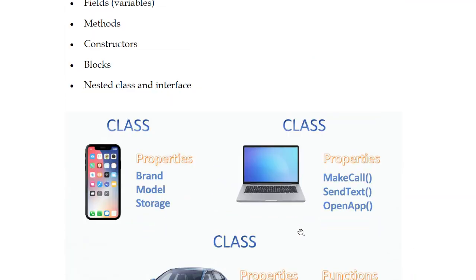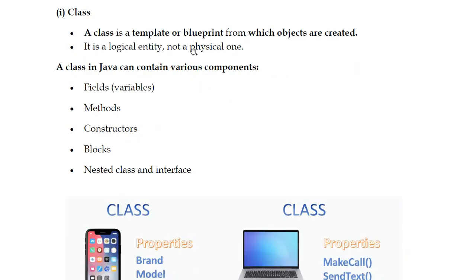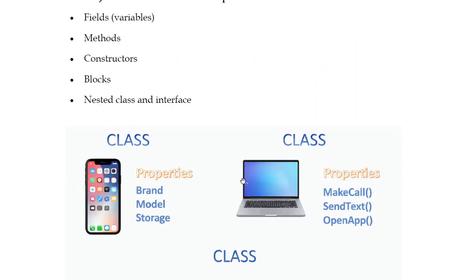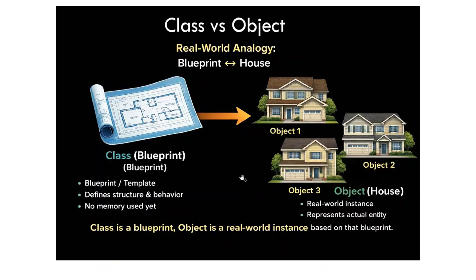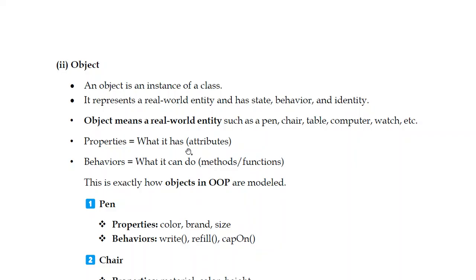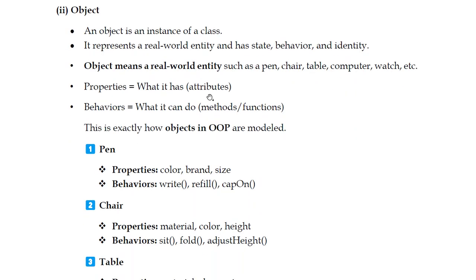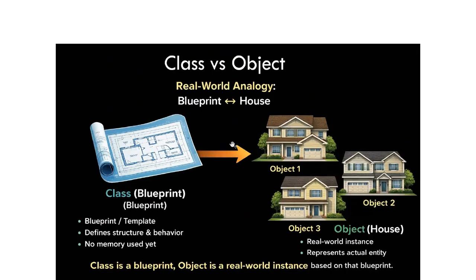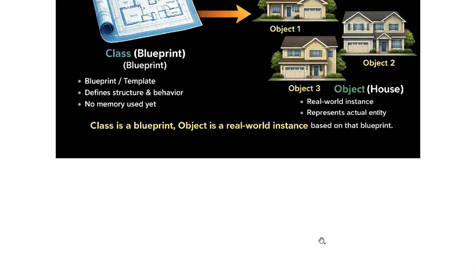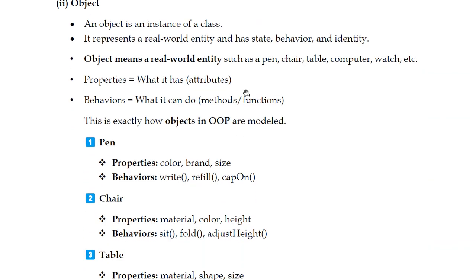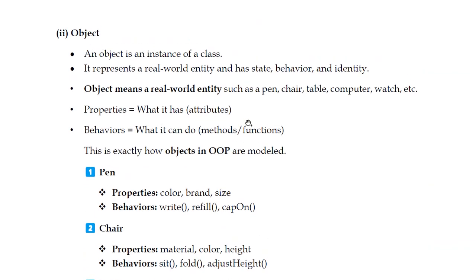It does not occupy memory. Objects are created only from a class. I hope these points are now clear to you. Next one, object. What is an object? It is an instance of a class, just a copy or result. From this design only, these houses are created. It is an instance of a class.